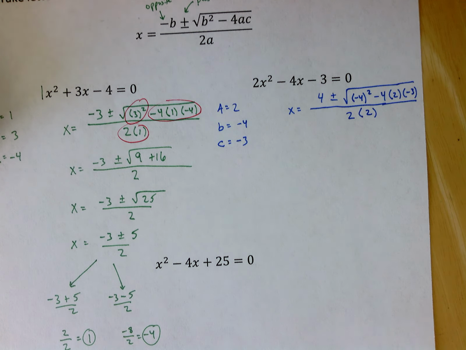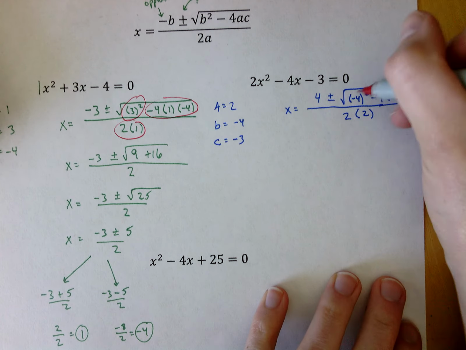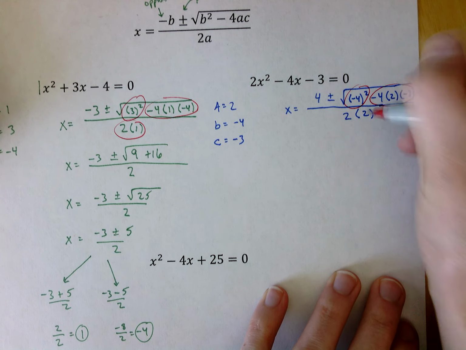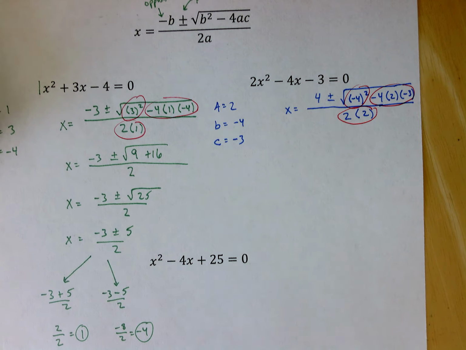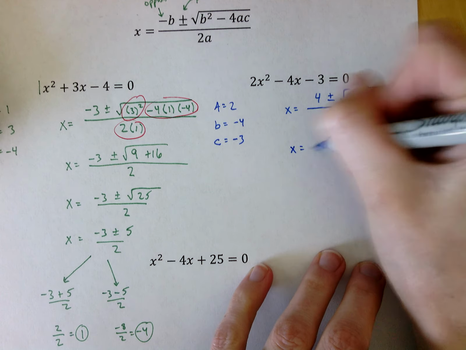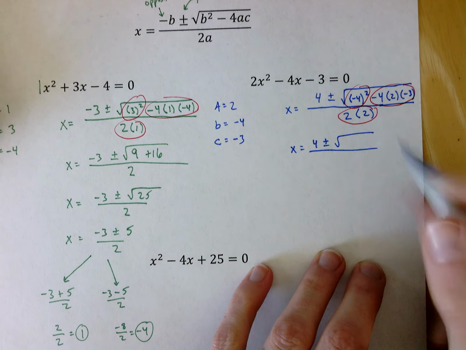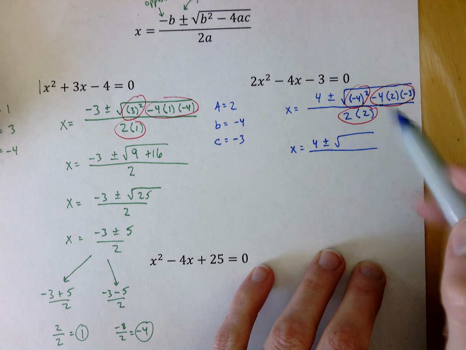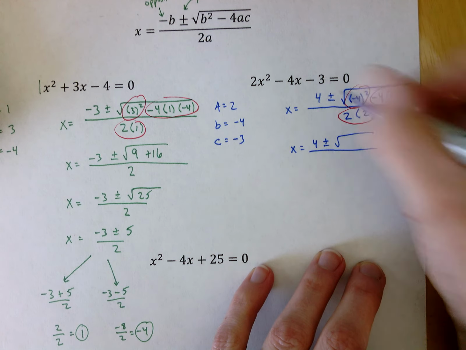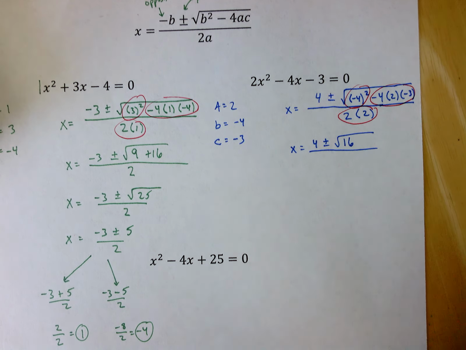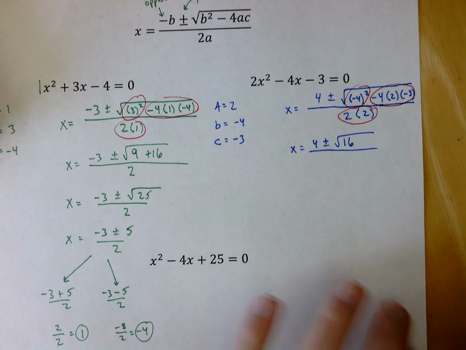Great. Okay, so now I'm going to do those 3 steps all at the same time to simplify this. So I'm going to square this guy. I'm going to multiply these guys together. I'm going to multiply these guys together. So I'm going to get x equals 4 plus or minus, and then inside my square root, negative 4 squared, that's negative 4 times negative 4. That's going to be a positive 16. Okay, anytime you square a number, you should end up with a positive number.